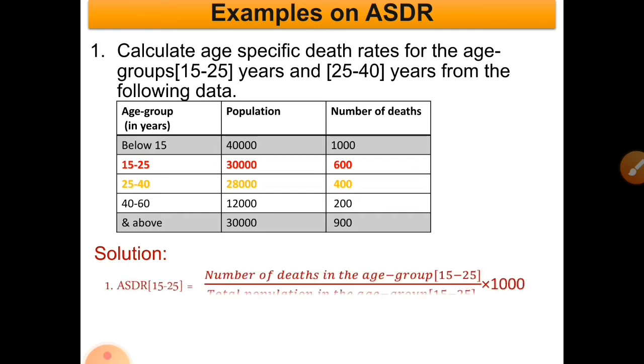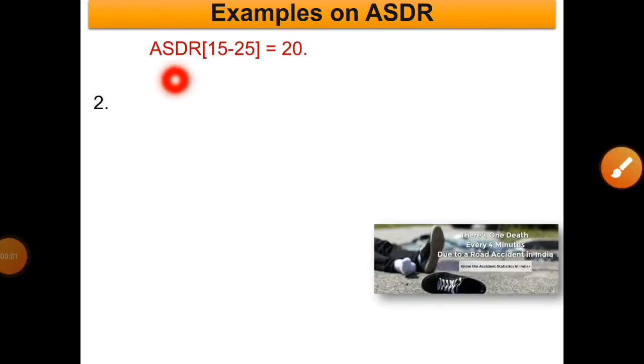So let us solve. The first question is we have to find ASDR for the age group 15 to 25. The formula of ASDR is number of deaths in the age group 15 to 25 divided by total population in the age group 15 to 25 into 1000. In the age group 15 to 25, the total deaths is 600 and population is 30,000. Now substitute the values in the formula: 600 divided by 30,000 into 1000. So ASDR for the age group 15 to 25 is 20. This means in the age group 15 to 25, out of 1000 population, 20 deaths.